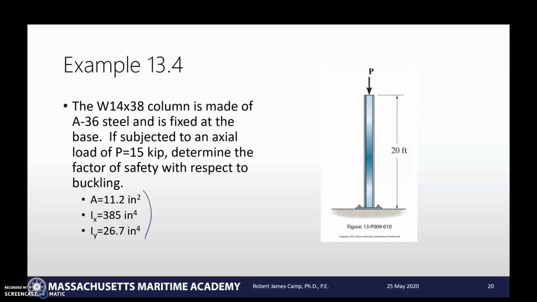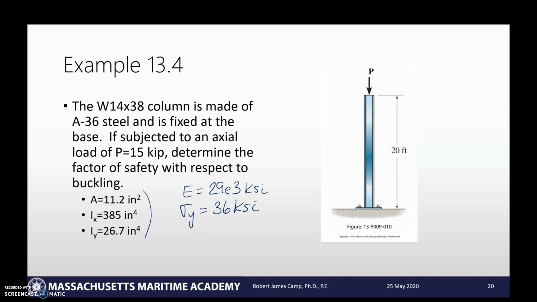And it's an A36 beam, so we can look up and find that our modulus of elasticity of the beam is 29,000 ksi, and my yield strength is 36 ksi. Now, what we want to take a look at is the factor of safety with respect to buckling of the beam.